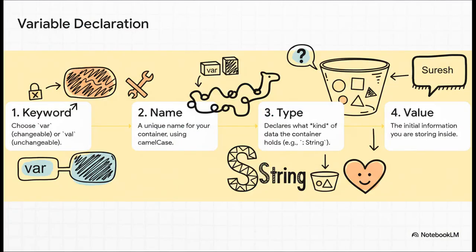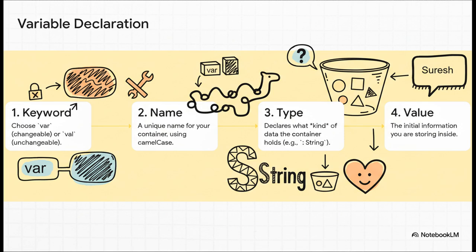And here it is, the whole shebang broken down into 4 simple parts. First up, the keyword. This is where you make that big choice, var or val, changeable or not. Number 2, the name. You've got to give your little container a unique name. And we usually write it in what's called camel case, like you see there with myName.